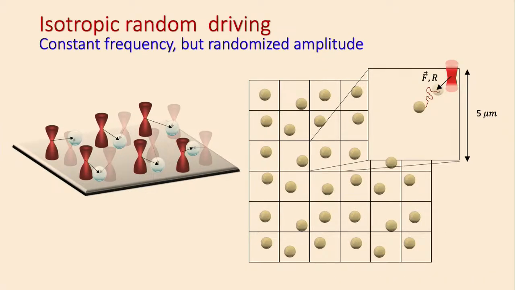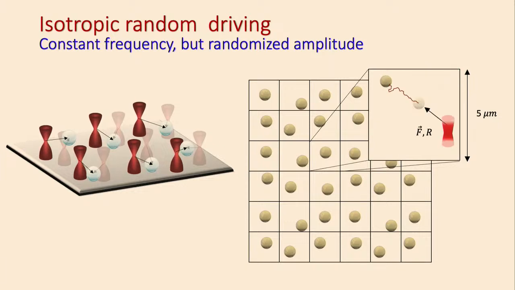So let's say I projected a trap here. It applied a force on my colloid, and it's a repulsion trap, so the colloid went away. Then I switch my pattern. The colloid now has to go another way because it's pushed away by the traps.